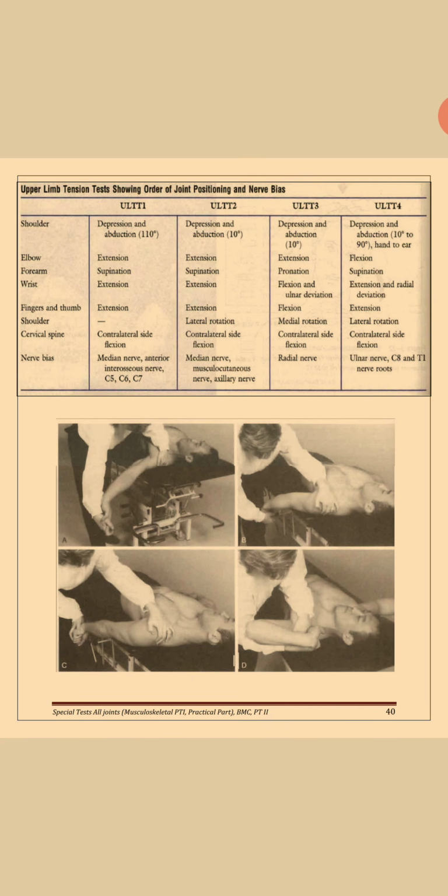ULTT 4: shoulder depression and abduction 10 degrees to 90 degrees, hand to ear, elbow flexion, forearm supination, wrist extension and radial deviation, fingers and thumb extension, shoulder lateral rotation, cervical spine contralateral side flexion. Nerve bias: ulnar nerve, C8 and T1 nerve roots.